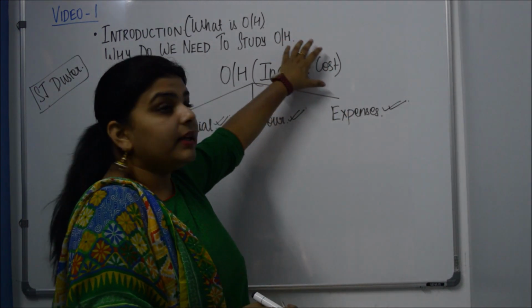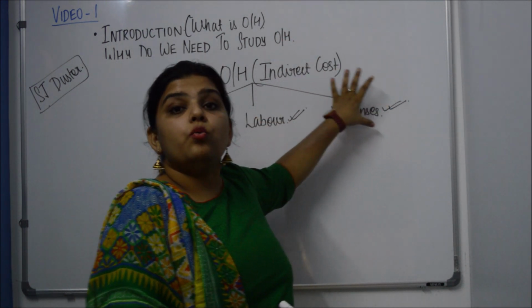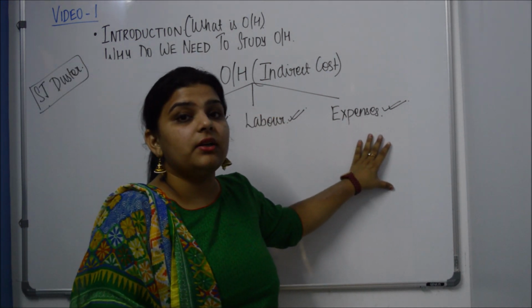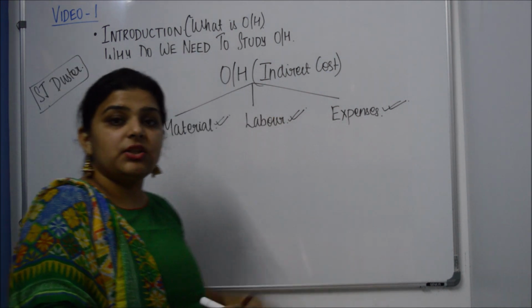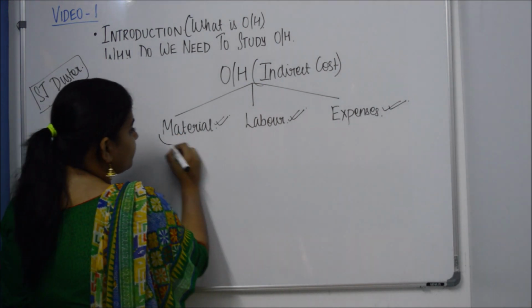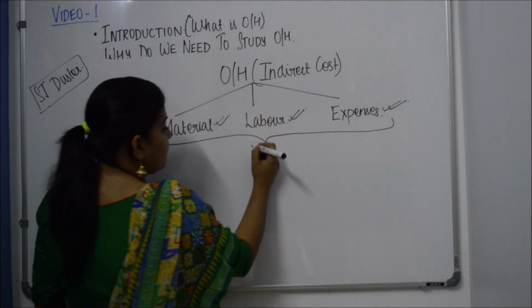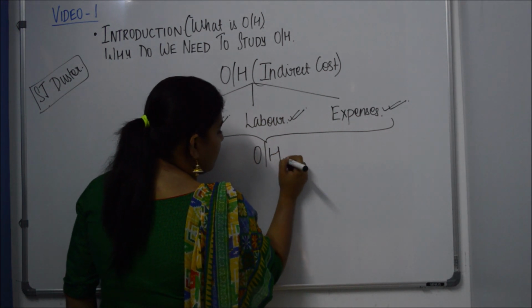In short, indirect cost is something which is a helping hand to the production. They are not directly linked with the production. They are just the helping hand. All these collaborated together become overheads.